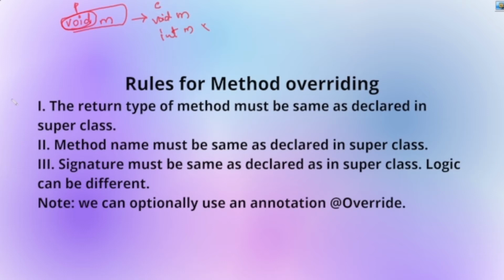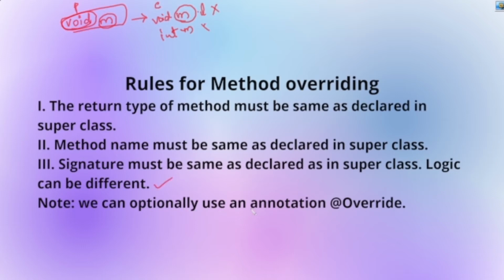Second rule: the method name must be the same as declared in the superclass. If you have used yum, then in the child class you also need to use yum. If you use yel, then it is a wrong declaration. Third, the signature must be the same as declared in the superclass. Whatever is inside the parameters and other things should be the same as that of the superclass. The logic can be different; yes, we have known this, that the implementation can be different.